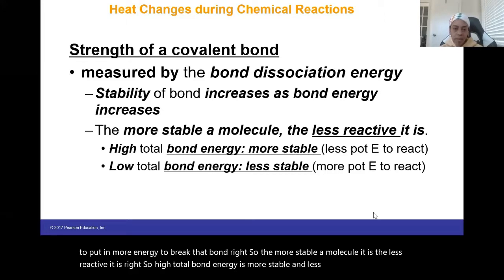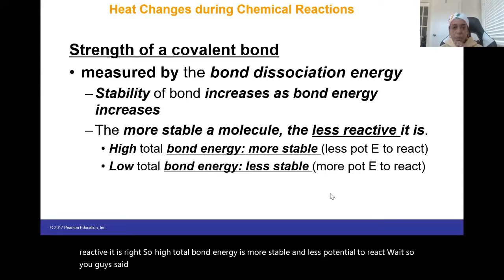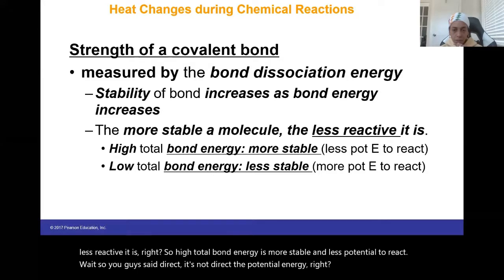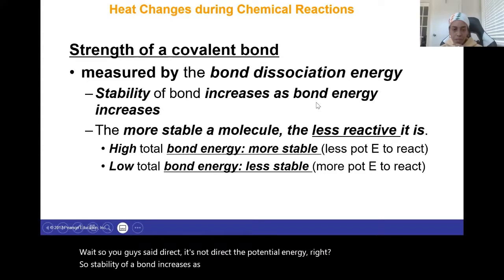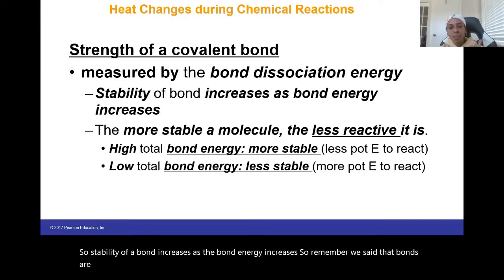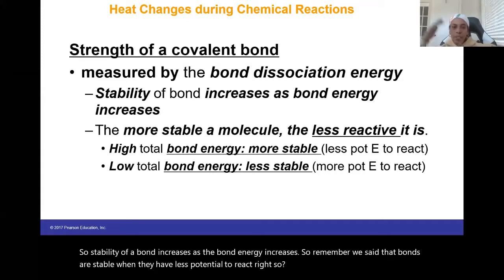Wait. So you guys said direct. It's not direct. The potential energy, right? So stability of a bond increases as the bond energy increases. So remember we said that bonds are stable when they have less potential to react, right? So it's an opposite effect.